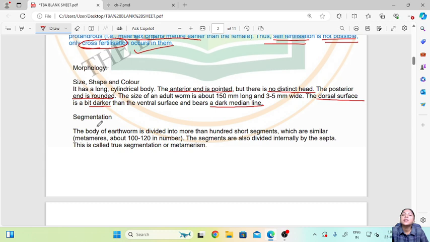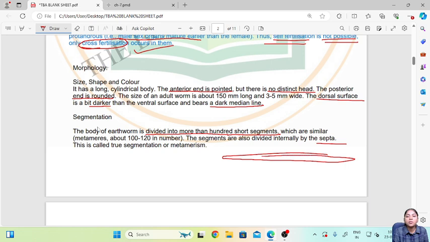Then talking about the segmentation of the earthworm. So the body of earthworm is divided into more than 100 short segments which are similar. That means they are metameres. Then the segments are also divided internally by septa. So this is how the body of the earthworm is, and they are divided into these metameres. The body is also internally divided. So it looks kind of like this.